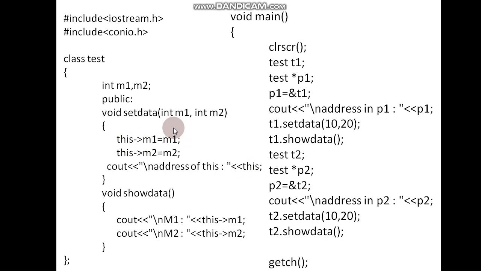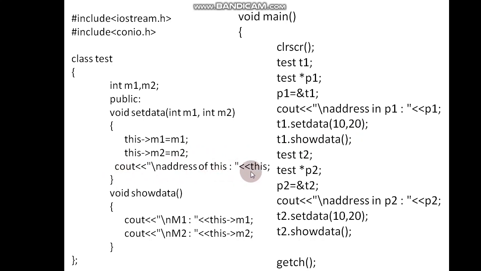And in the function, this will contain address of T1. So in T1's M1 we are storing 10. In T1's M2 we are storing 20. Then address of T1 will be displayed here, which is passed implicitly using this operator.